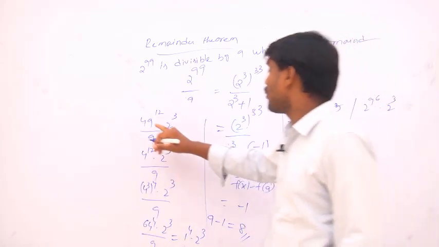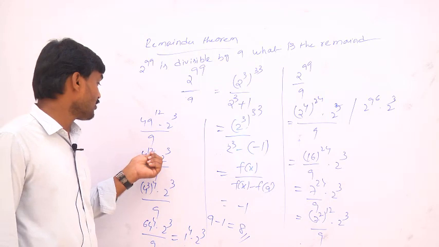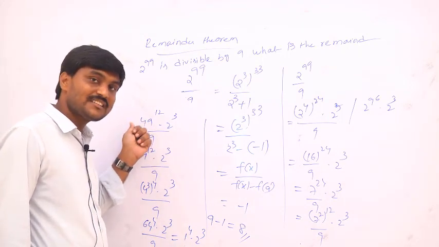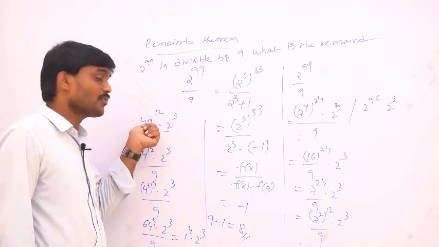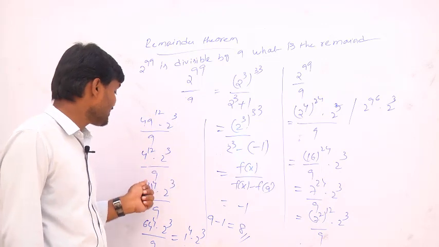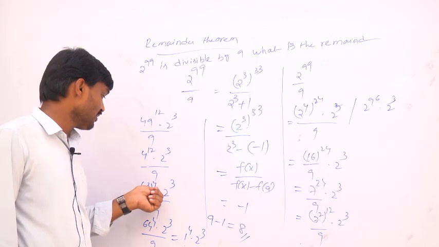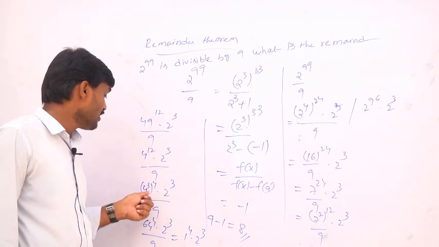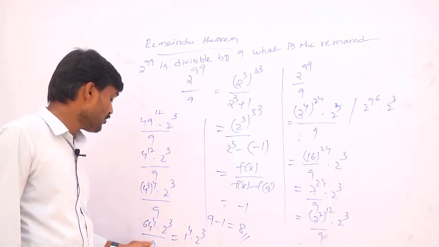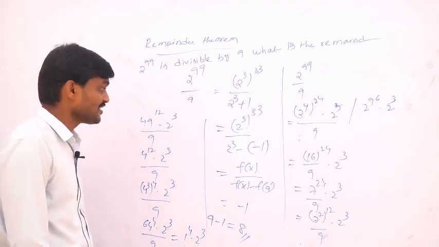So 49 power 12 into 2 cube by 9. 9 5s are 45, so 49 divided by 9, the remainder is 4. 4 power 12 into 2 cube. So here 4 cube power 4, that is 64 power 4 into 2 cube. 64 divided by 9, the remainder is 1. 1 power 4 into 2 cube is 8. 8 is the remainder.